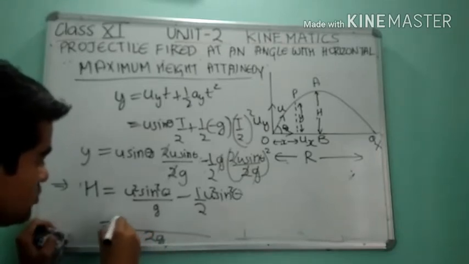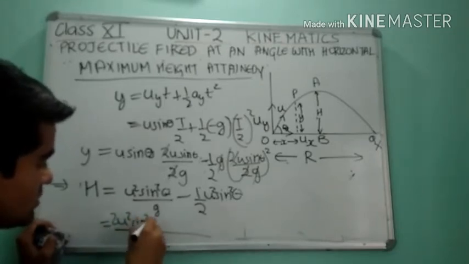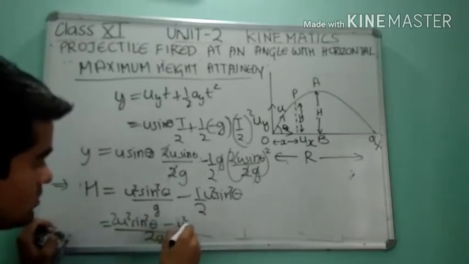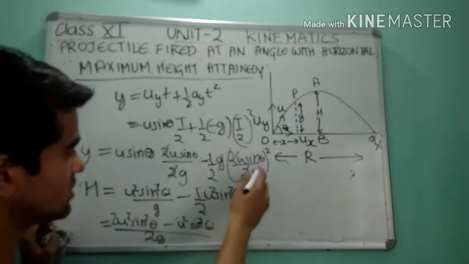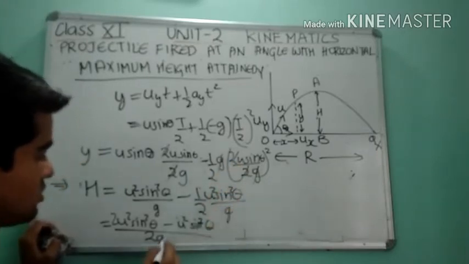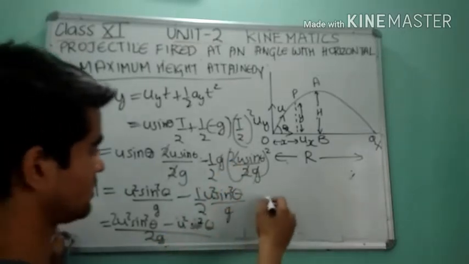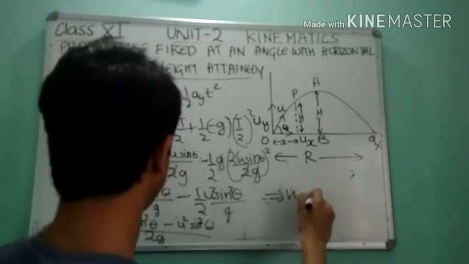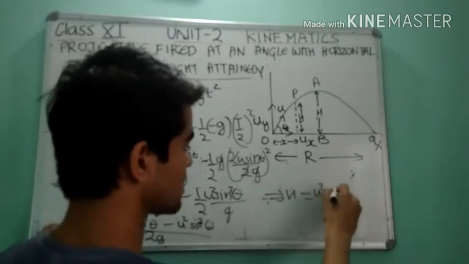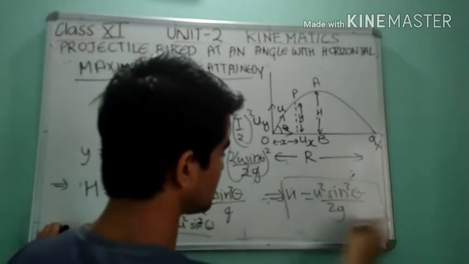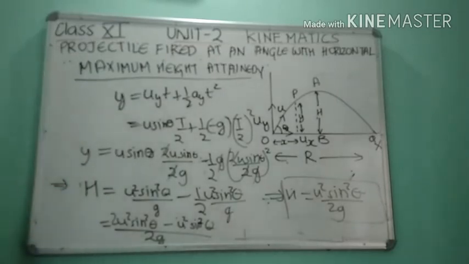This becomes 2u square sine square theta minus u square sine square theta, with a g left in the denominator because it is squared. Now h, solving this, is u square sine square theta upon 2g. This is the expression for the maximum height of the projectile.